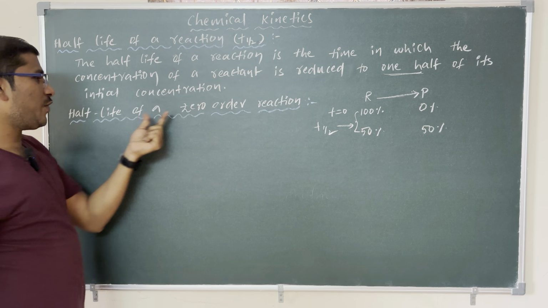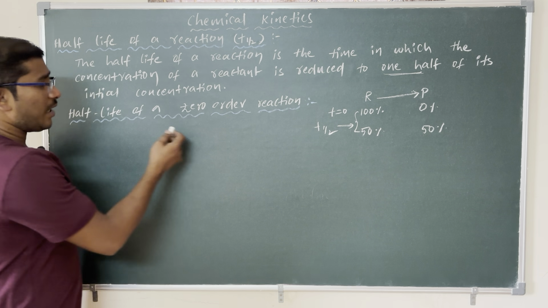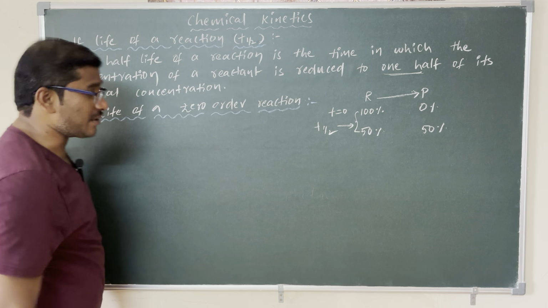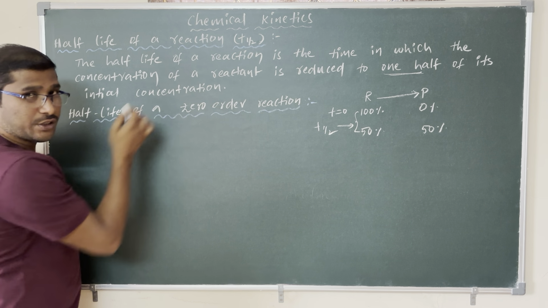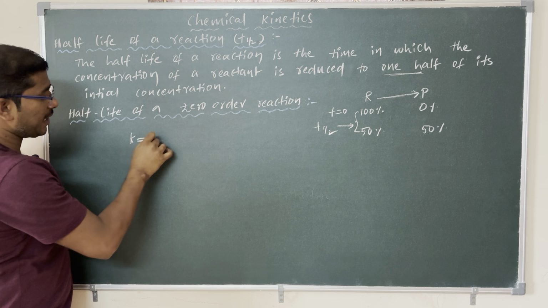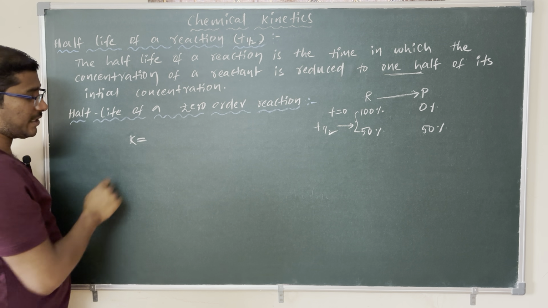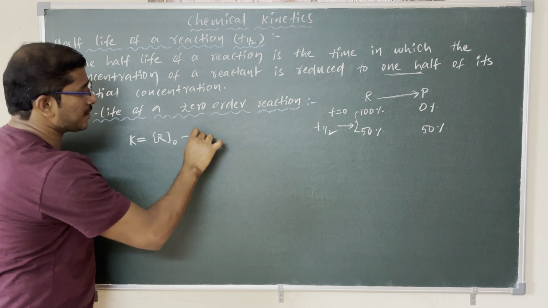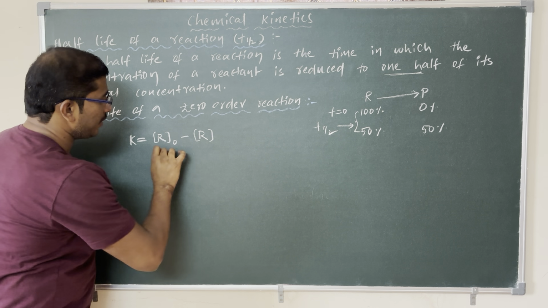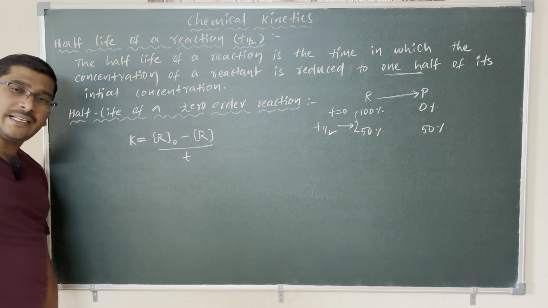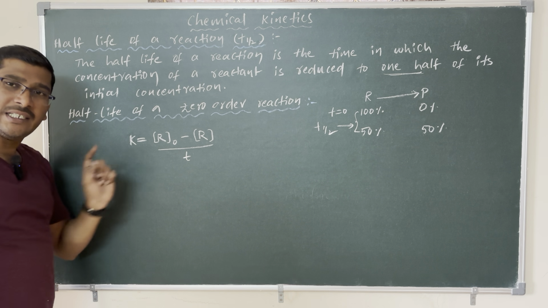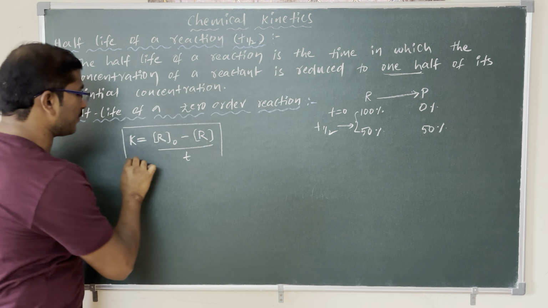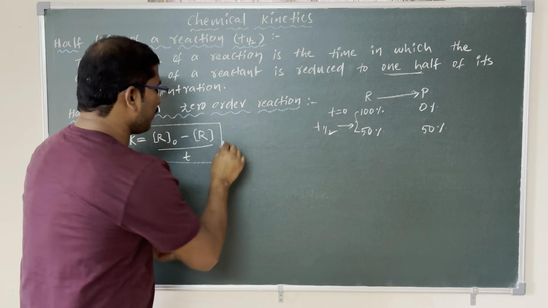Now coming to the half-life of a zero order reaction. Already I told that the half-life of a zero order reaction will be derived from its integrated rate equation. What is the integrated rate equation for a zero order reaction? K, the rate constant, is equal to the initial concentration of reactants minus the concentration of reactants, divided by T. This is the integrated rate equation for which order reaction? Zero order reaction. I am going to take this as equation 1.